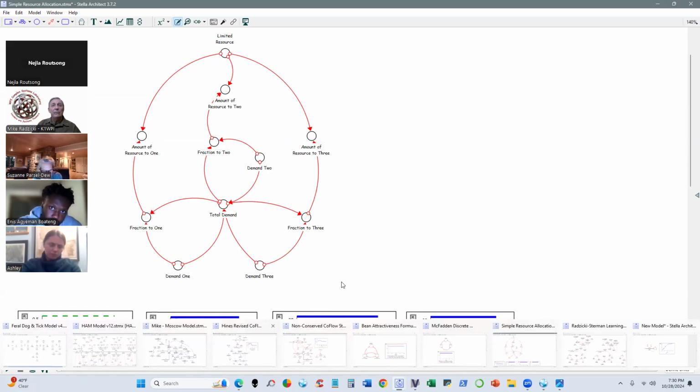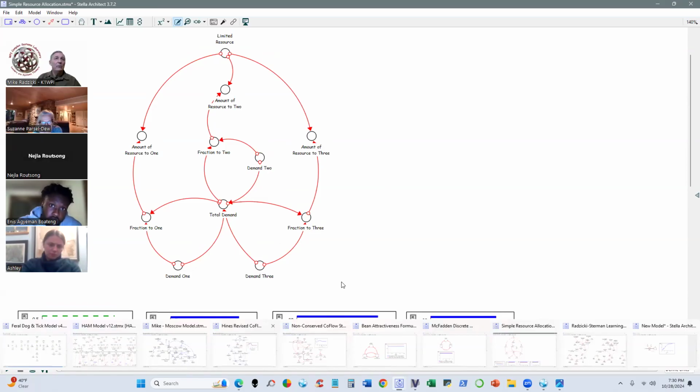Go ahead, Najla. Yeah, I was just curious about a practical application of this. If the players knew that they're going to be allocated whatever percentage their demand is of total demand, if they're aware, then isn't that going to lead to some sort of competitive race where they're just going to consistently order over the top?